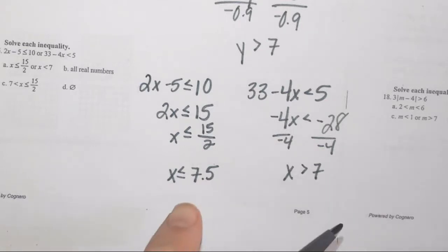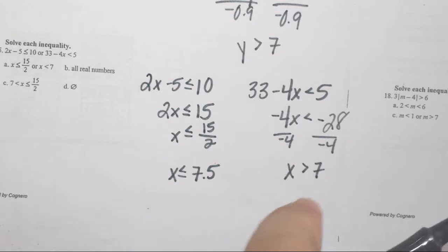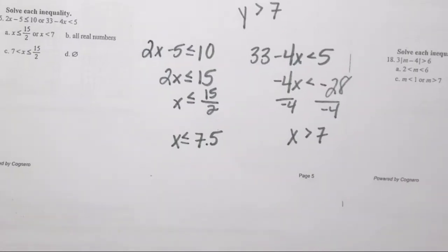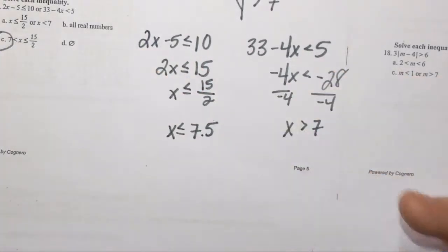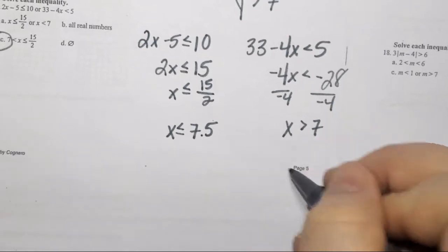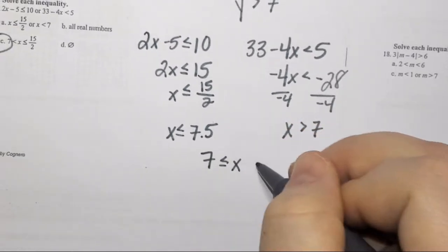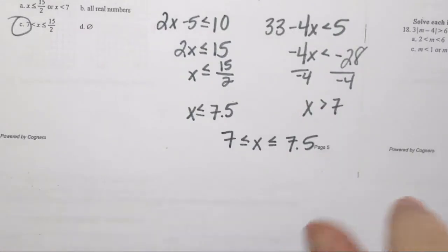So I know that x is less than or equal to 15 over 2, and x is greater than 7. So which answer choice should I put? I'm going to put C, because x is bigger than 7, but it's less than 7.5. So it's between 7 and 7.5, which is letter choice C. My key is wrong. My key says B, but this is definitely not B. No way.